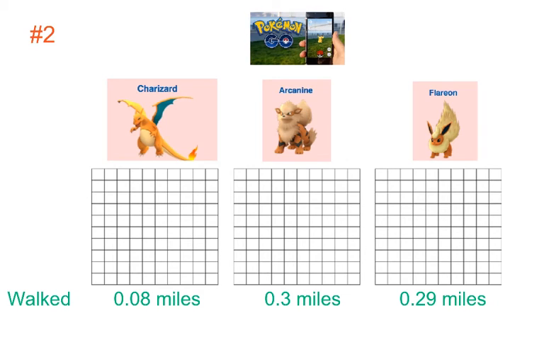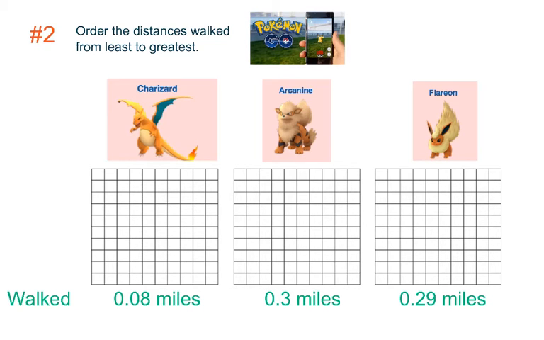All right, for this next problem, you're going to be using your accountability sheet again. We're looking at number 2. This time, we're going to order these distances from least to greatest. So while playing the Pokemon Go augmented reality game, these Pokemon characters were various distances away from where we started.